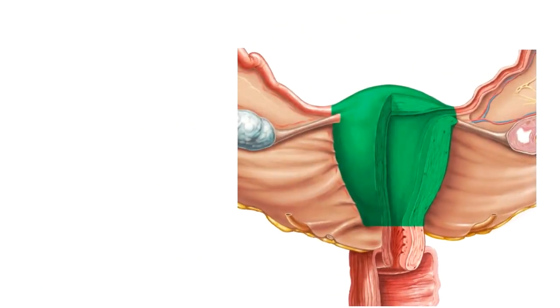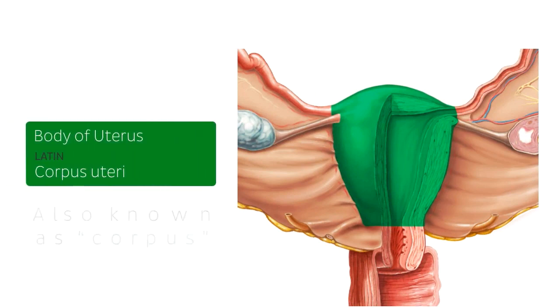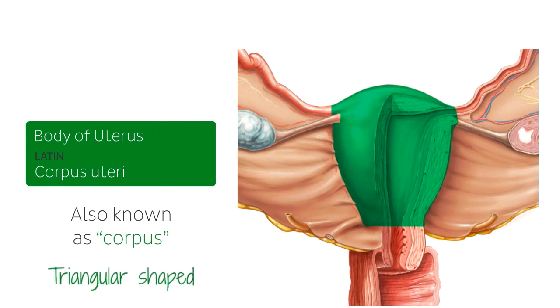The third part of the uterus is referred to as the body, though it's also known as the corpus. As we can see, the body has a triangular-shaped lumen, which houses not only the site for fertilization, but also the fetus during gestation.